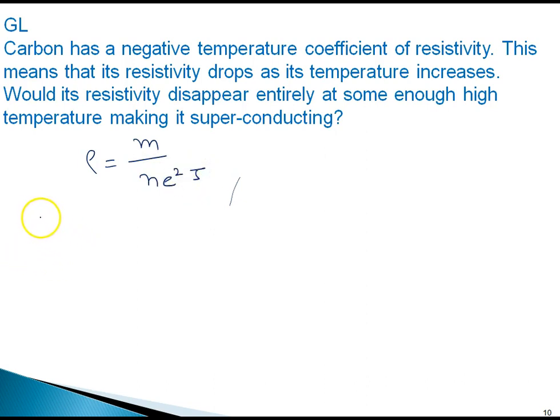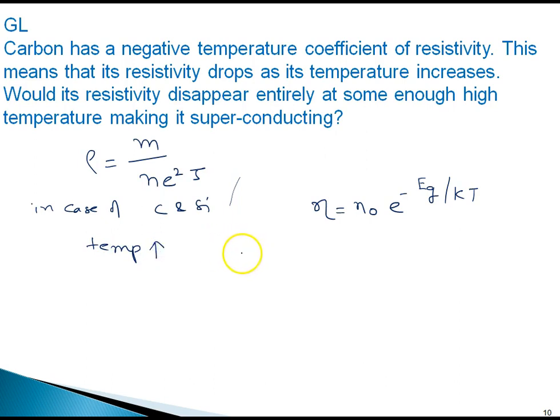In the semiconductor chapter we will read that in case of carbon and silicon, N is written as N0 e power minus Eg upon kT. That I will discuss there. N is the number of free electrons per unit volume. Eg is the energy gap that I will also discuss there. But here you are supposed to know when we increase the temperature, then what will happen? You will say N will also increase. When N increases, from this formula, resistivity will decrease.